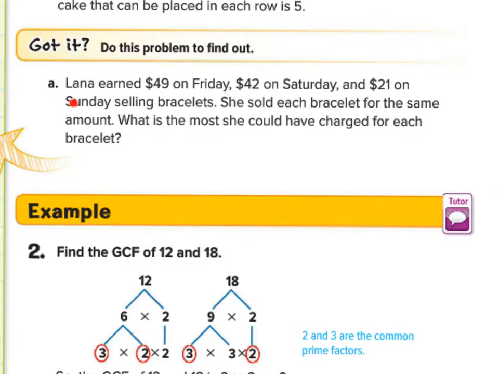Question A. Lana earned $49 on Friday, $42 on Saturday, and $21 on Sunday selling bracelets. She sold each bracelet for the same amount. What is the most she could have charged for each bracelet? So we're looking for the most. This sounds like the greatest. We're looking for a number that when you multiply gives you 49. When you multiply that number by another number again, it gives you 42. And that same number, when it's multiplied, gives you 21, right? So we're looking for a common factor, and we want the greatest common factor.